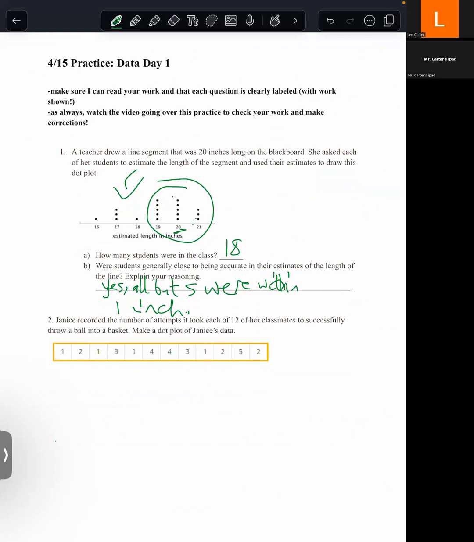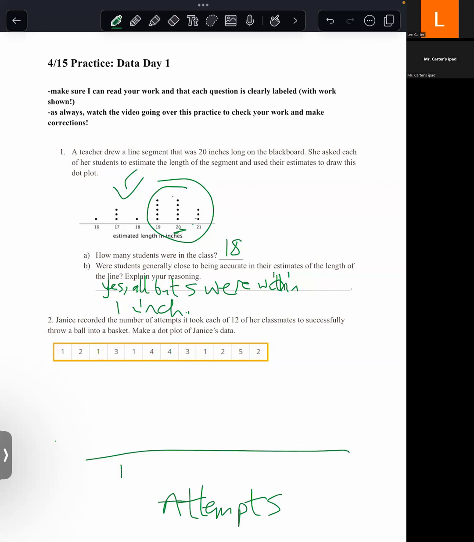All right, number 2. Janice recorded the number of attempts it took 12 of her classmates to successfully throw a ball into a basket. Make a dot plot of her data. So we're going to put attempts. I'm going to move my little line up here, and we're going to put underneath it any of the possible answers.